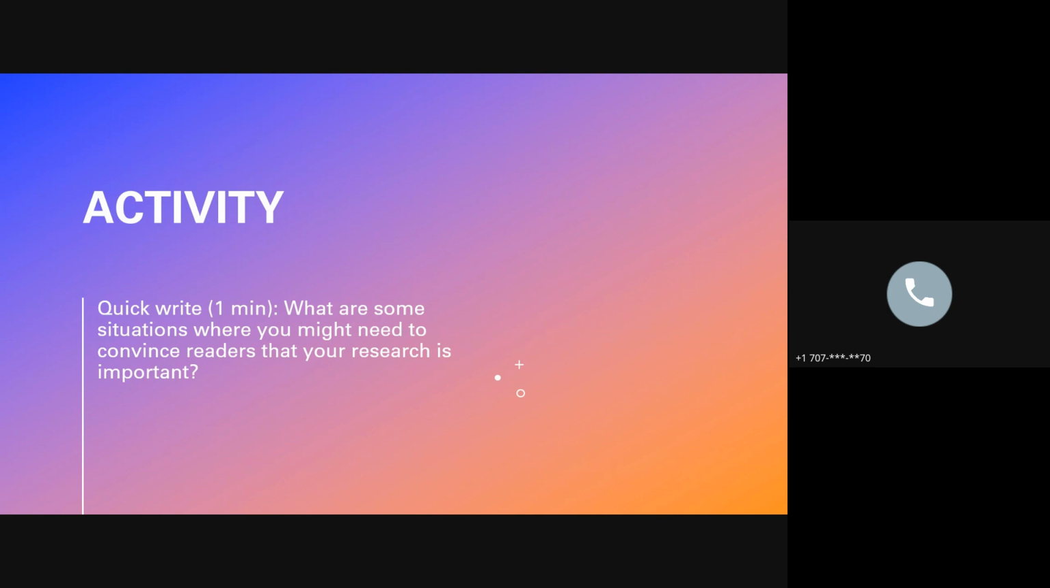So again, just write for a few minutes, for 1 minute. What are some situations where you might need to convince readers that your research is important? And you can put those right in the chat. And these can be situations you've already encountered or situations that you might encounter.